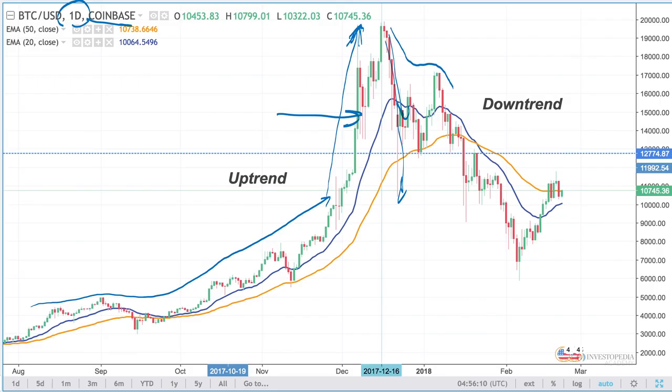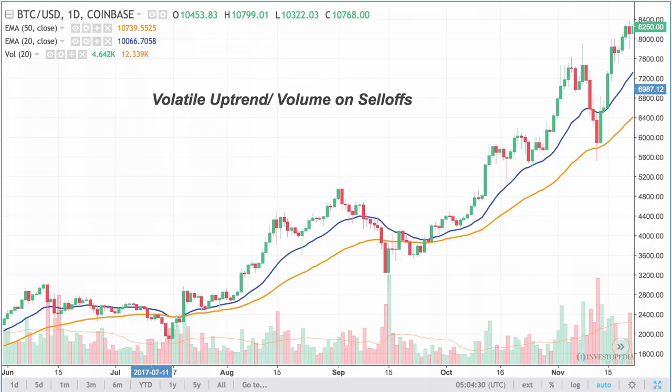So I'm going to show you another chart of Bitcoin. And this is a daily chart on Coinbase and zoomed in a little bit more. So the frame of this action starts in June of 2017 and it ends in December. Now this is how Bitcoin was trending throughout most of 2017.